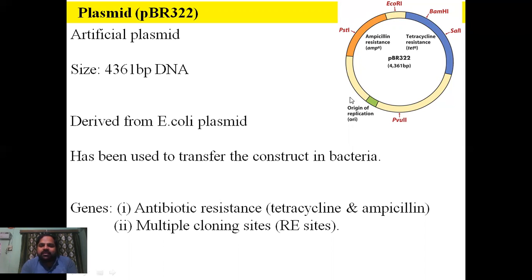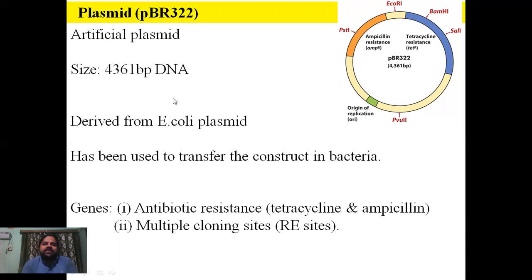plasmid. We can see here the origin of replication, which will help the replication of this particular plasmid. And this is the ampicillin resistant gene, this is the tetracycline resistant gene, and this vector has different restriction sites. It means we can put our gene of interest here in the PstI or EcoRI site or BamHI site or SalI or this site.